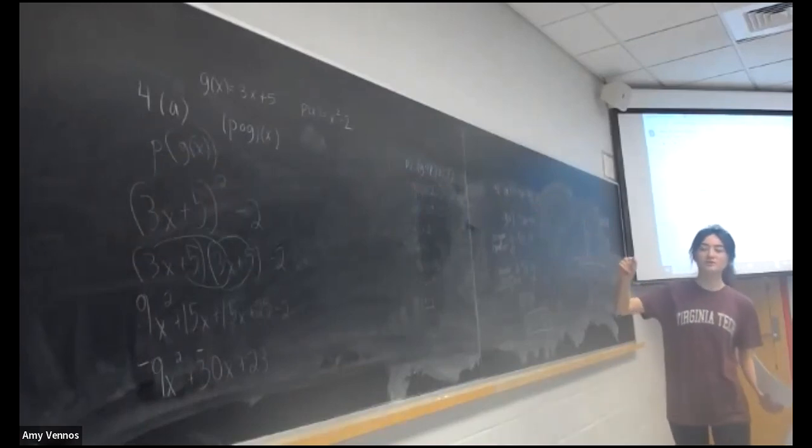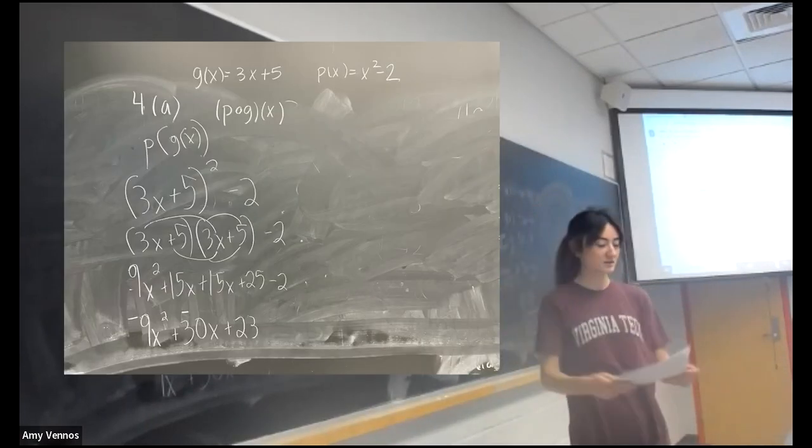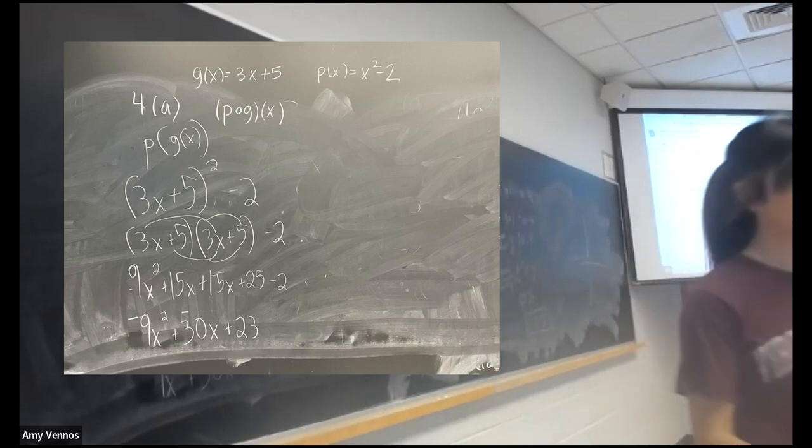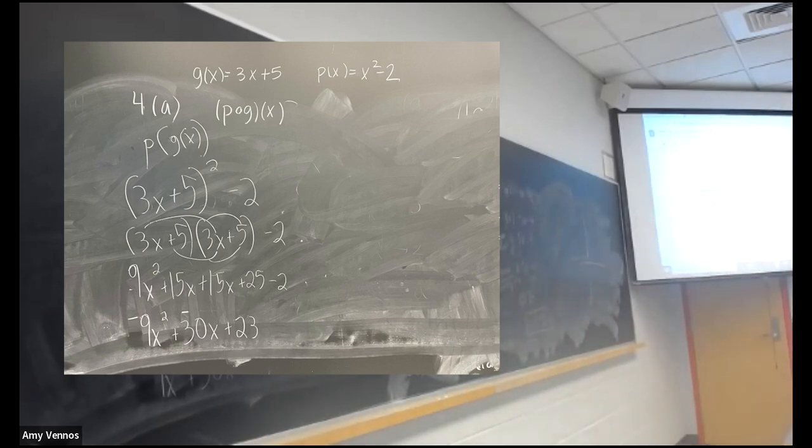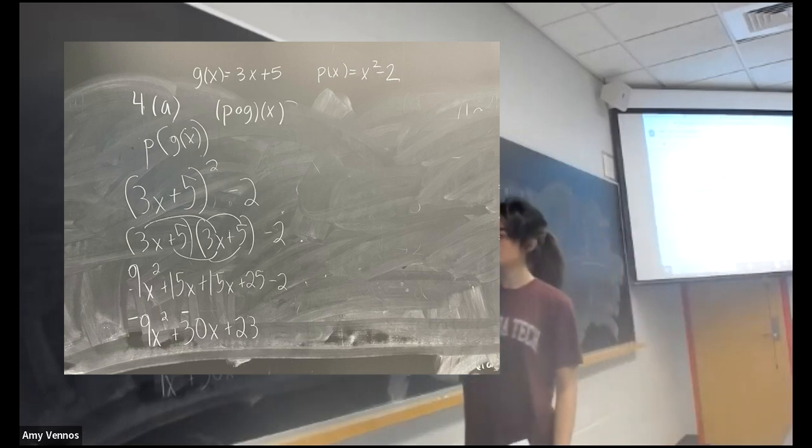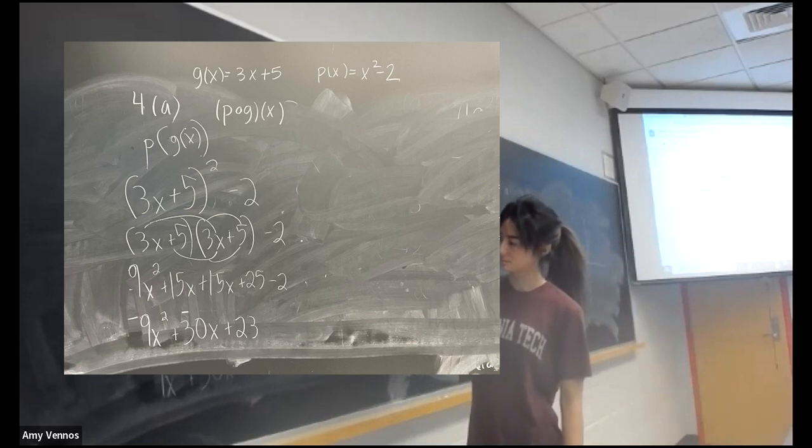Sam, did you write out part A? Do you want to take us through your answers here? Yeah, so you start by plugging x into g, and then you plug the g of x into the equation, and then you have to simplify by FOILing, because it's the 3x plus 5 squared. So you FOIL that, and then you can combine like terms, and then get your answer.